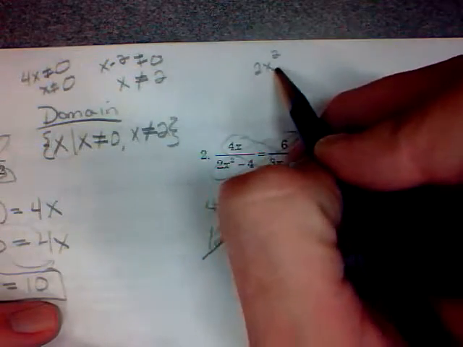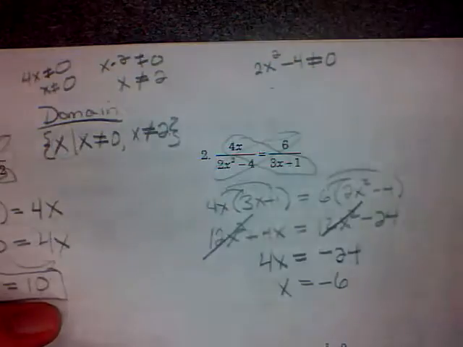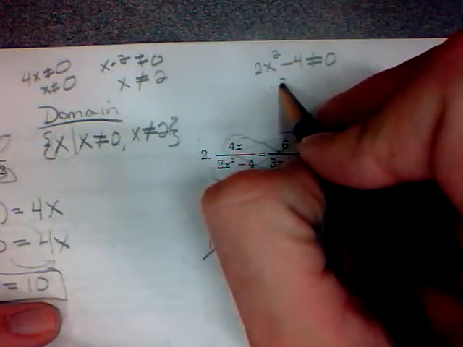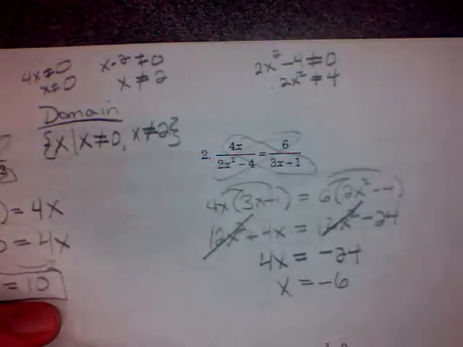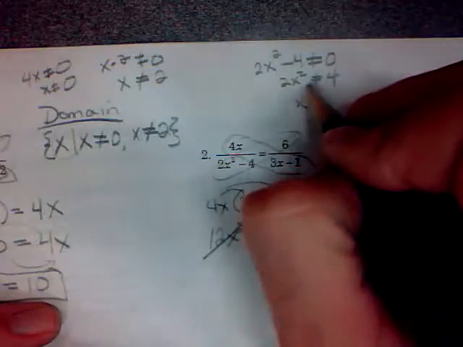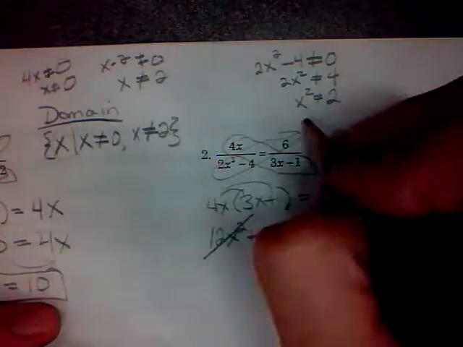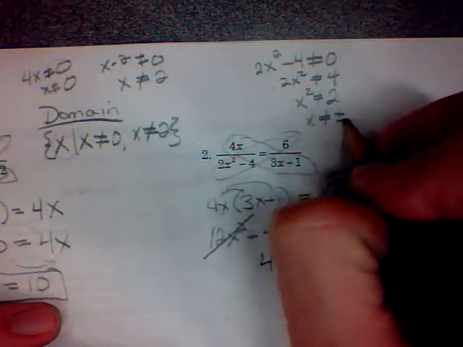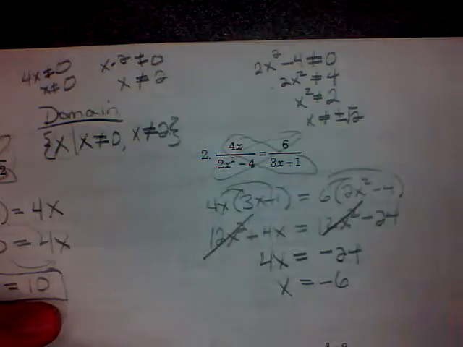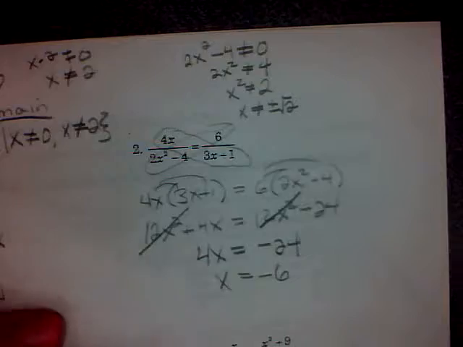So 2x squared minus 4 cannot equal 0, which would mean that 2x squared cannot equal, bring the 4 over, 4. Divide both sides by 2. x squared cannot equal 2, which means if you take the square root of both sides, x cannot equal positive or negative square root of 2. So that would be a bad solution. And we had negative 6, so obviously that's okay.